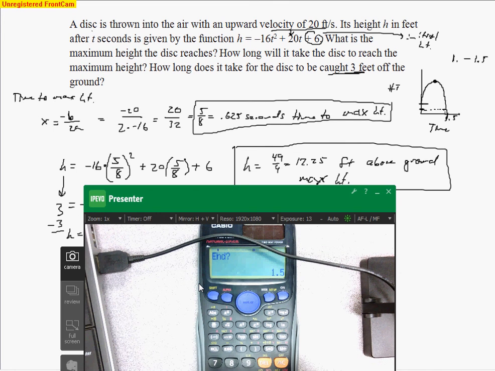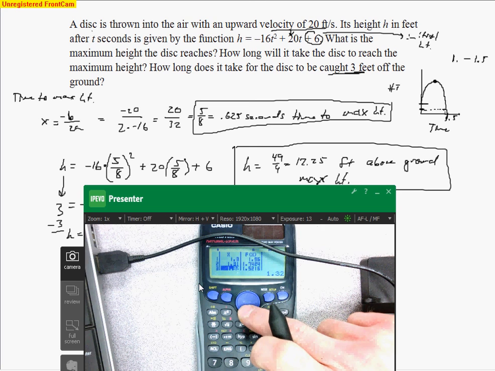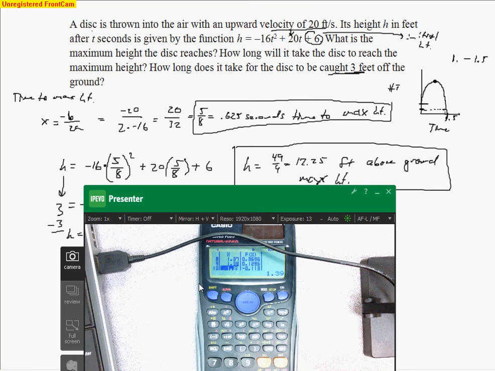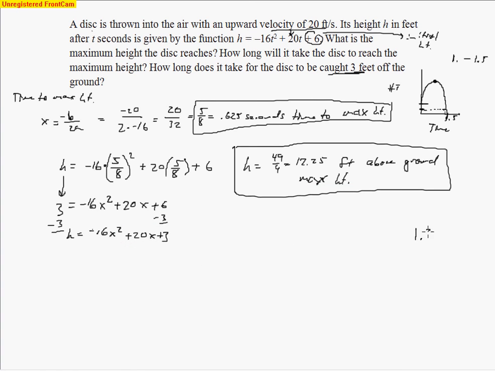So I'm going to end at 1.4, and I'm going to do a step value of 0.01 this time. So now I've got a little bit closer. And when I go ahead and go down, I'm trying to find out when it gets to 0, that's at 3 feet above the ground. And it looks like it's right about there between 1.38 and 1.39. So it's right in between those two values there. So we're going to go with that. In between there would be 1.385 seconds. I'll just go with that until it is caught at 3 feet above ground.